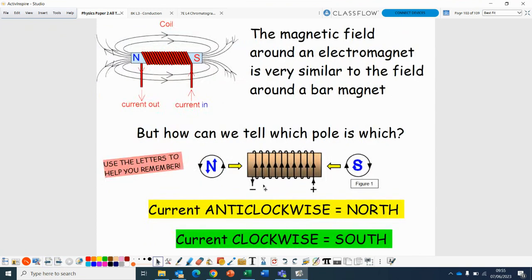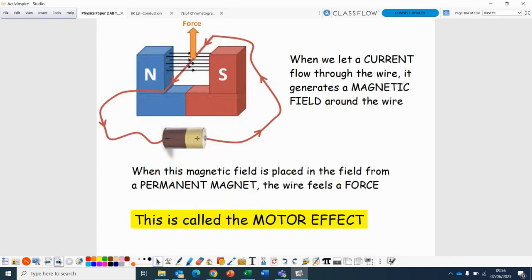If you want to know which end of your electromagnet is north, if the current is going anti-clockwise, then it's a north, N for anti, N for north. And if it's going clockwise, it is a south. The field around a solenoid or an electromagnet looks exactly the same as the field around a bar magnet. Again, arrows going from north to south.